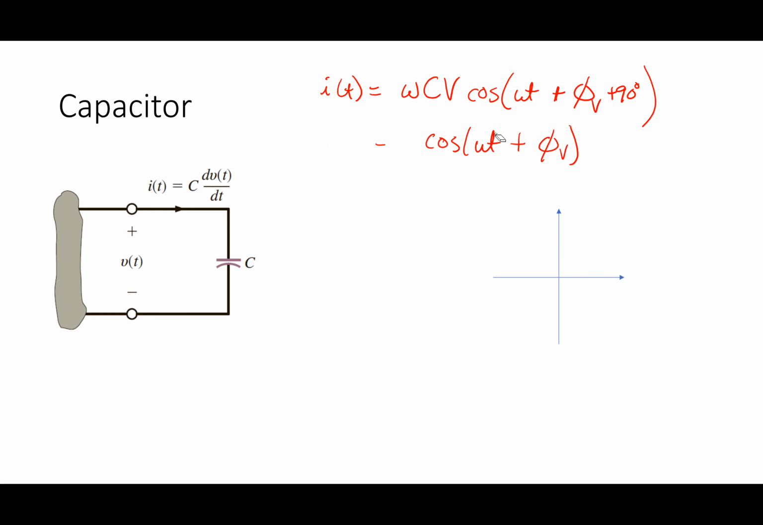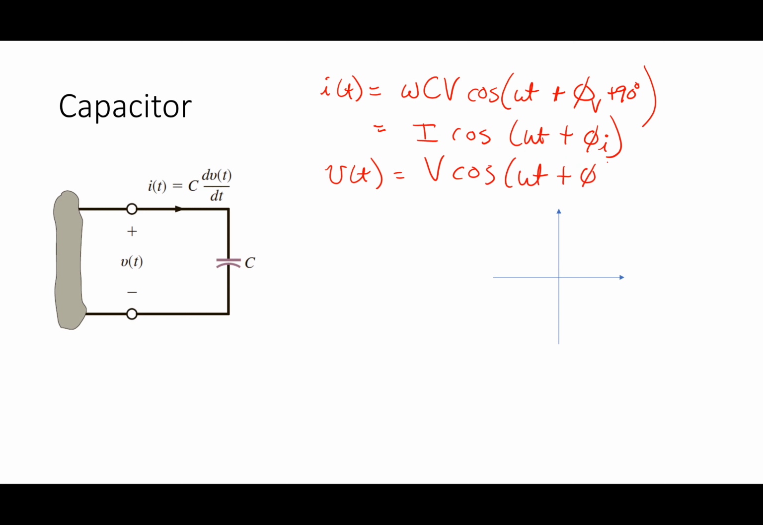I think I wrote these too close together. So I write this as I cosine omega t plus phi I, the angle of the current, and v of t is equal to v cosine omega t plus phi v. A couple of things that I see about this, okay? I also said that I is equal to omega c times v, and I see that phi I is equal to phi v plus 90 degrees. So a couple of key results here. I don't like writing this phi I, so I'm going to say the angle of I is equal to the angle of v plus 90 degrees.